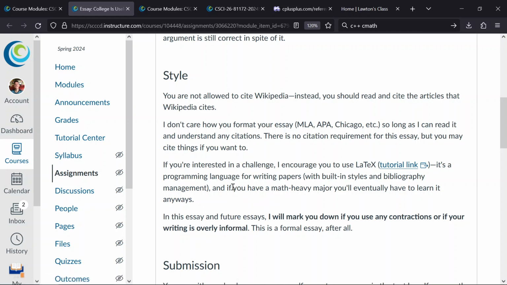That is fine. Eventually, if you are a math major or you want to go to grad school, you will have to learn this anyway. So that is an idea. We will talk about citation requirements later when I ask you to cite something.